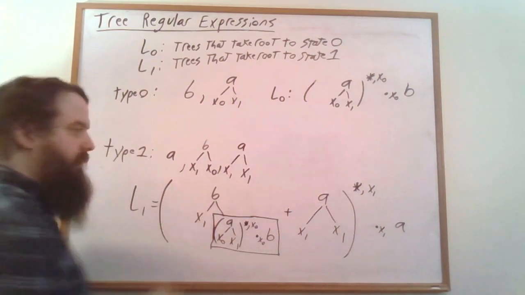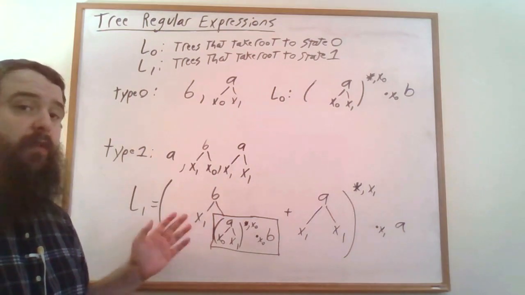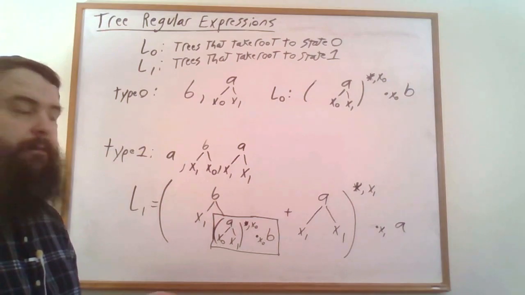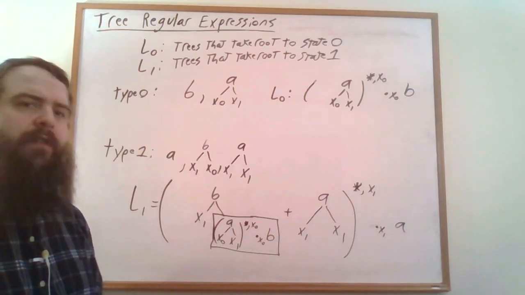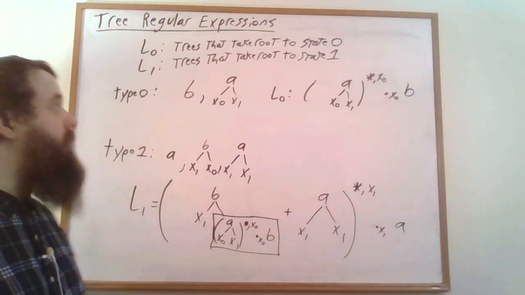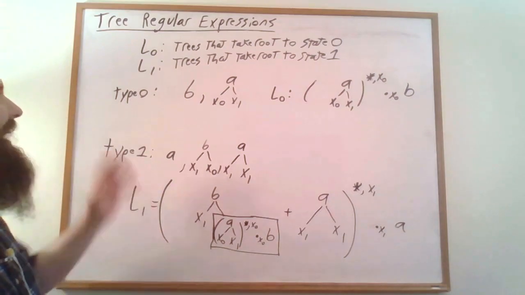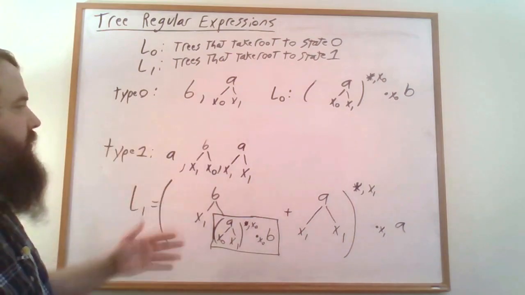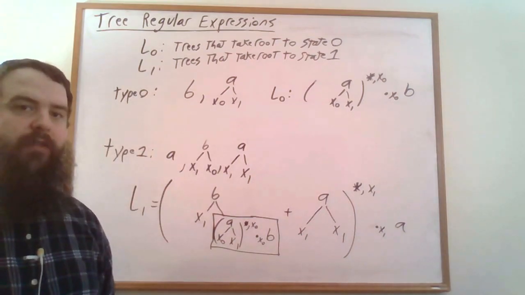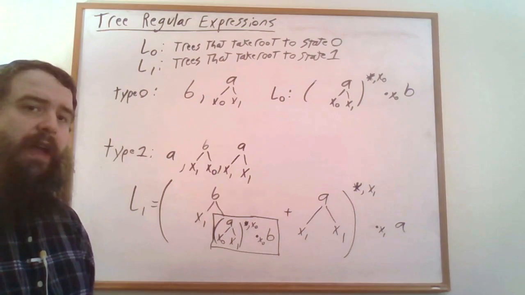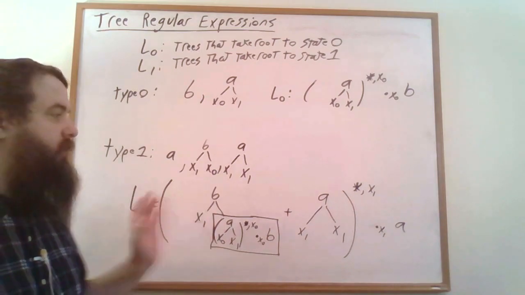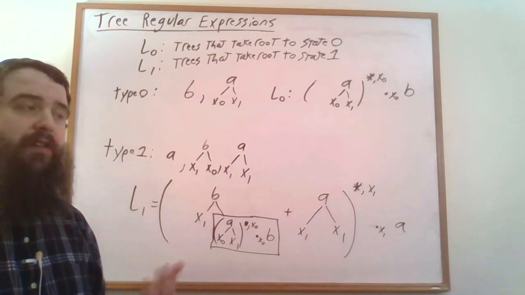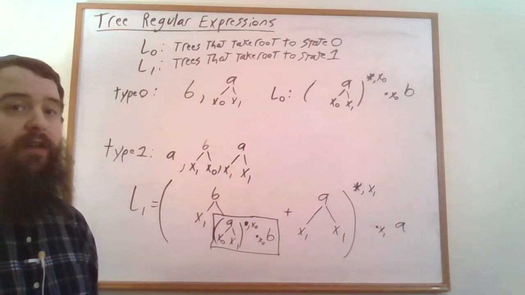We don't need it. So this here gives us a regular expression for the tree words with an odd number of a's in them. And again, I'll point you down below to some sources where you can find the complete proof that we can take any deterministic tree automaton and turn it into a corresponding regular expression. And it might be a useful exercise to try to prove that any tree regular expression can be converted into a corresponding deterministic leaf-to-root tree automaton.